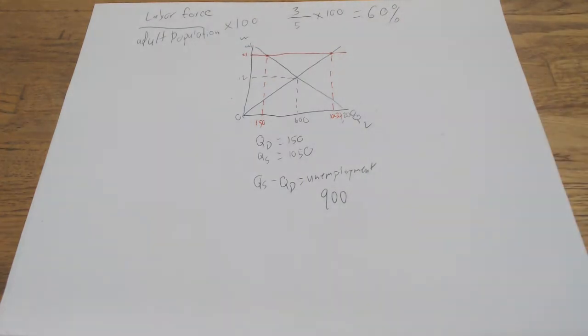And then, so that one would be true. The first one would be false because $9 is not binding. The third one is going to be false because it causes structural unemployment, not frictional. And the last one's true. That basically covers what I wanted to go over for homework 3. Let's go over the quiz.